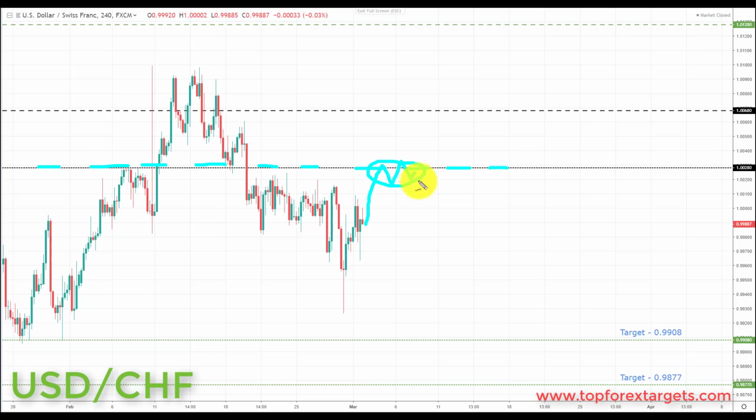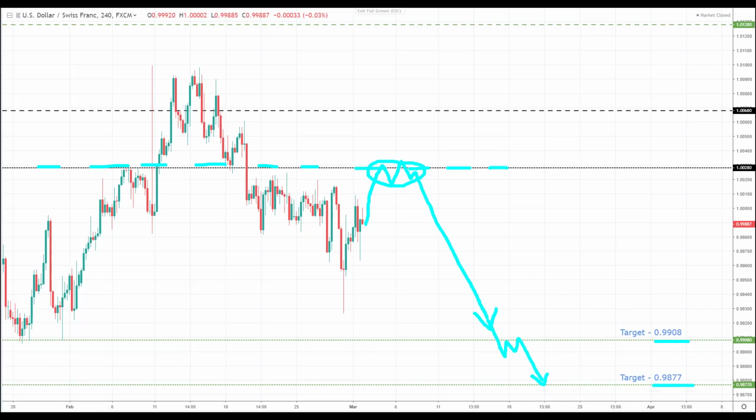this is an area we're going to start to look for bearish formations and patterns. We're going to be looking at initiating shorts down towards the next key area of support to the downside and the target set at the 0.99080. And if we can get a breakthrough here, we're going to be looking down towards the next key area of support to the downside and target 2 at the 0.9877.